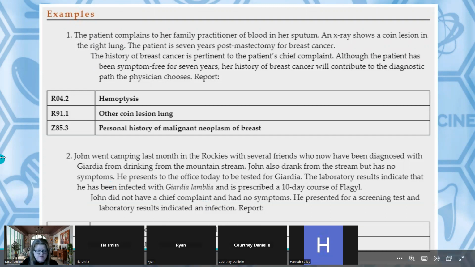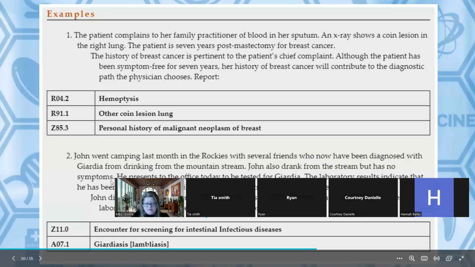Miss Brady, I can't hear. I hear a lot of static from somebody. I can't hear. There you go.